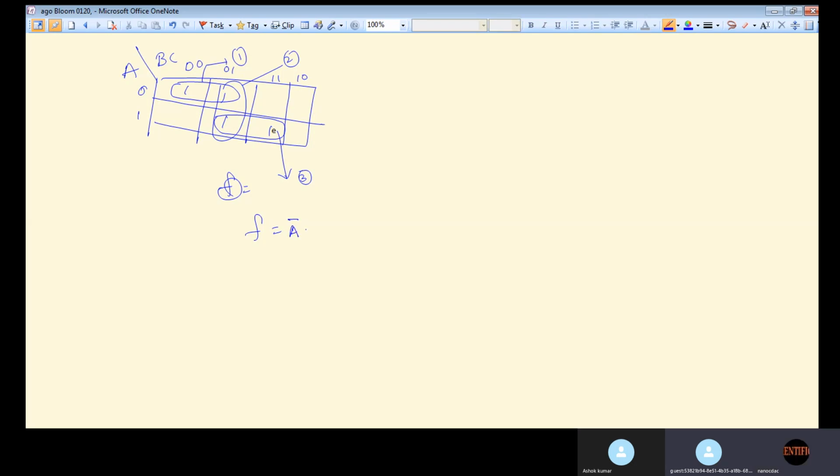Into A bar. First system A bar, B bar. Okay. Let's import. What is this? A. Yeah. Important. What is this one? B bar, B. Okay. See here. So these three are called as prime implicants.